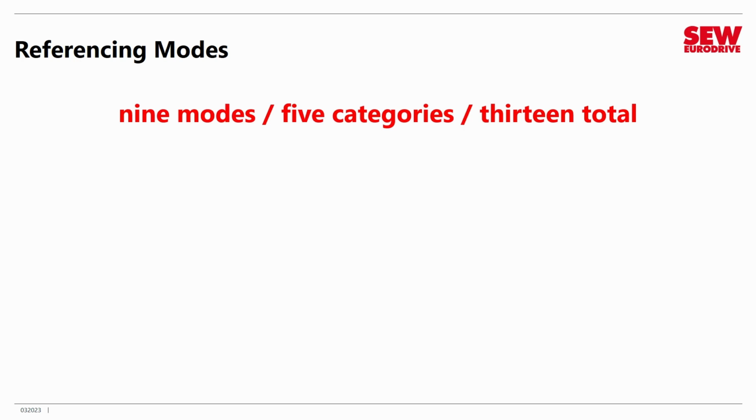So there are 9 choices, 0 through 8, that you can set in the parameter tree. But they divide really into 5 categories, 5 different categories. There are actually 13 total because some can be used with or without a zero pulse. Here we go. Let's summarize them.